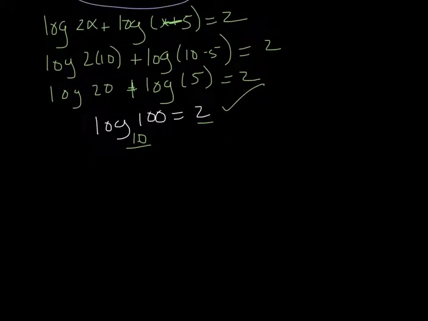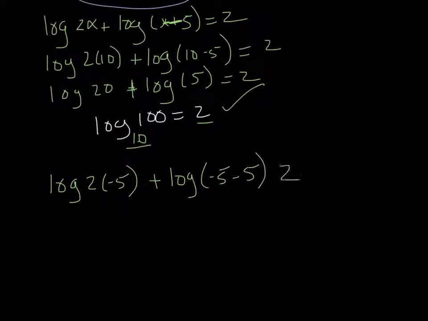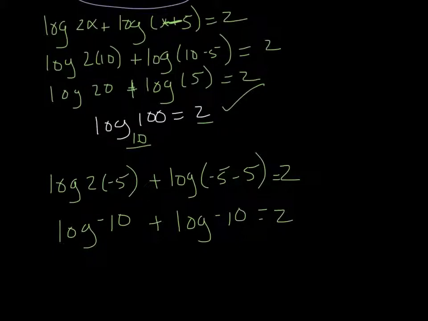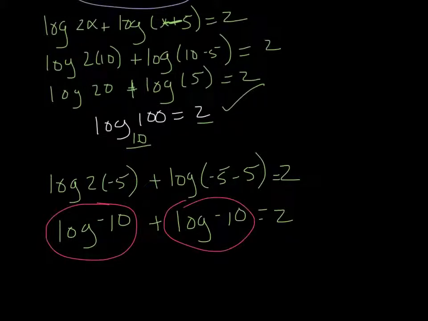Okay, let me do the same thing for the other one here. So the other possible solution we came up with was negative 5. So log of 2 times negative 5 plus log of negative 5 minus 5 equals 2. And here I'm going to get log of negative 10 plus log of negative 10 equals 2. Now right here I can pretty much tell you that it's not a solution because I'm pretty sure we can't take the log of a negative number.